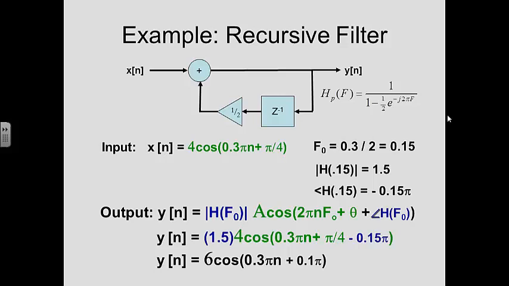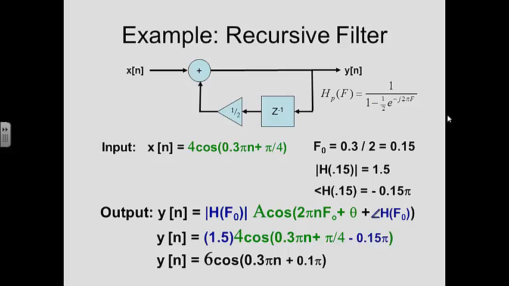Where was the alias test for that? The aliasing test was that the digital frequency was 0.15. If it's below 0.5, the Nyquist frequency, it's not aliasing. Everybody okay with the mechanics? All right, see what we did there? We extracted the magnitude and phase at that particular frequency that we put in and used it to scale and shift the input. All right, what if it aliases?